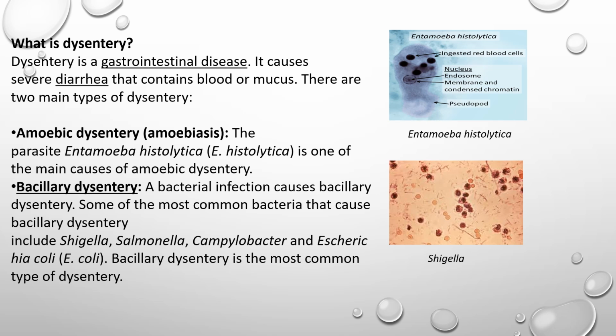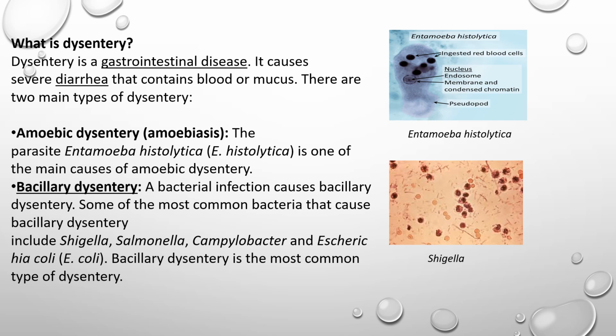It causes severe diarrhea and contains blood or mucus in the stools. There are two main types. They are amoebic dysentery, that is called amoebiasis, and bacillary dysentery. In amoebic dysentery, it is mainly caused by a parasite, which is nothing but Entamoeba histolytica, mostly common in tropical and subtropical regions.